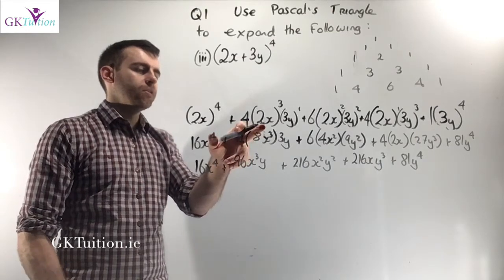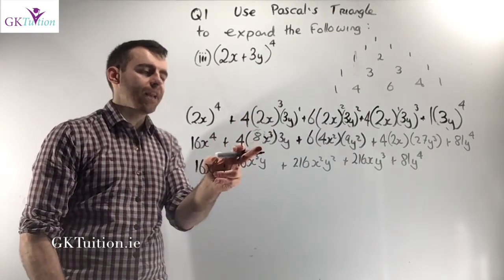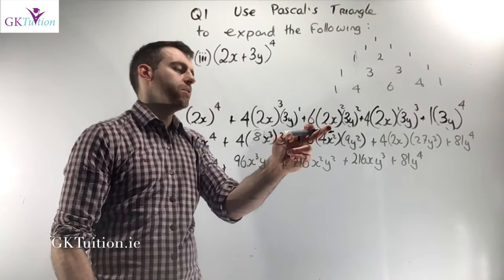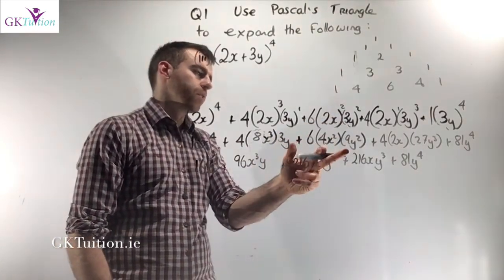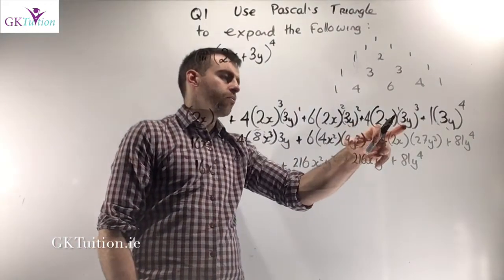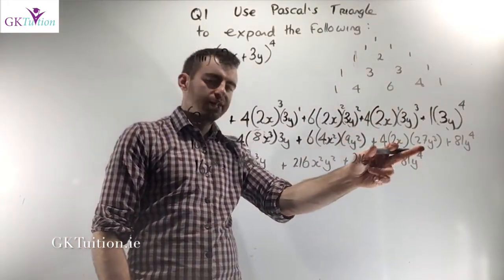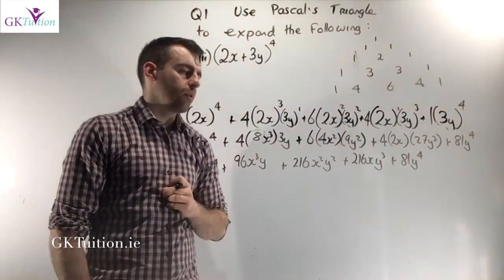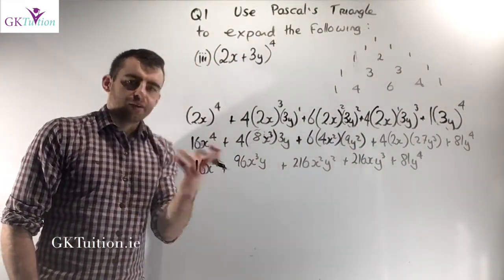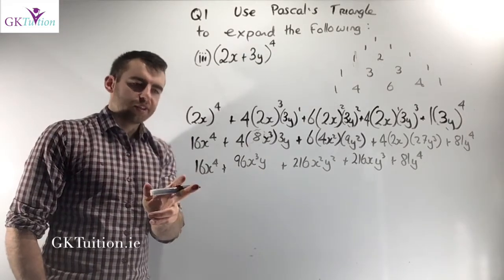Here I just simplified 2x to the power of 3 becomes 8x cubed. 2x by 2x is 4x squared, 3y by 3y is 9y squared. Here I just had to simplify 3y to the power of 3 becomes 27y cubed, and 3y to the power of 4 becomes 81y to the power of 4. All I did then was multiply the coefficients. This term can stay the same.